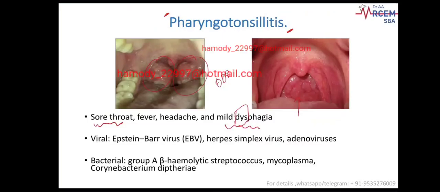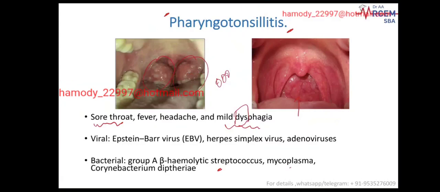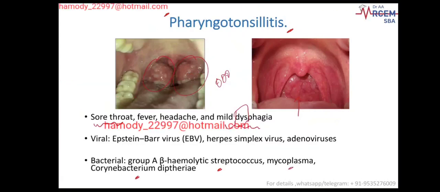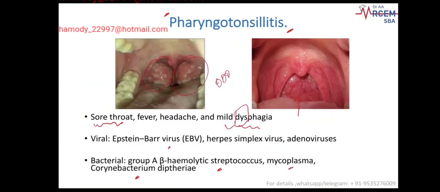Which are the bacteria which might cause it? It might be caused by group A beta hemolytic streptococci. It is well known to cause complications. Also Mycoplasma, Corynebacterium diphtheriae. Viruses like EBV, Epstein-Barr virus, HSV, or adenovirus. So various viruses also can cause this.